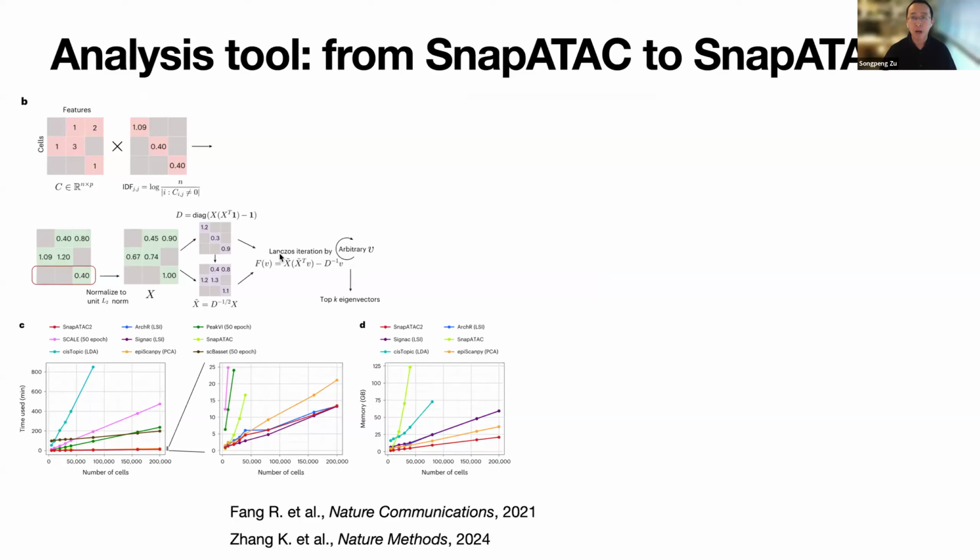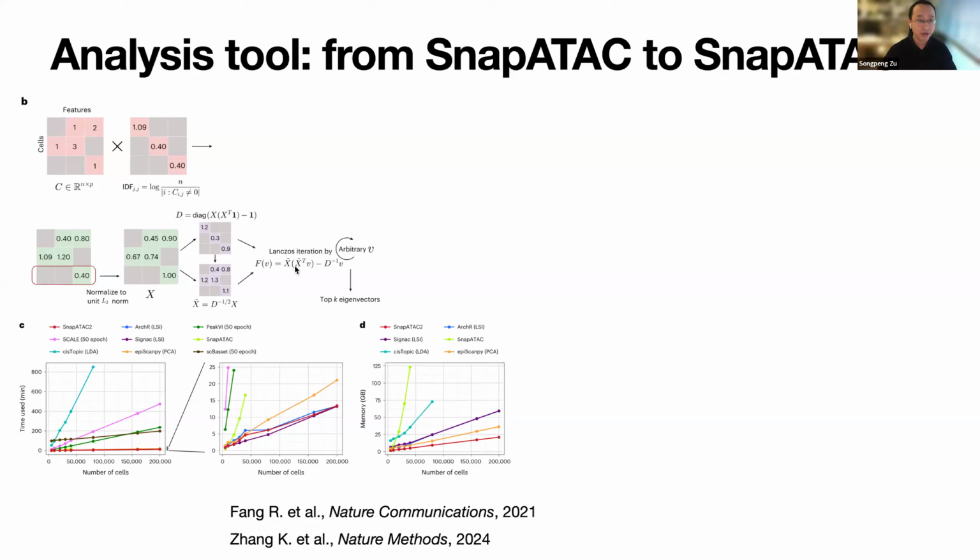This will be very important for our cell embedding. In our previous paper, SnapATAC 1, we used the cell-by-cell similarity matrix and spectral embedding to get the low-dimensional representation. But if you think about it, we have 2 million cells, so 2 million multiplied by 2 million, this matrix is pretty huge.